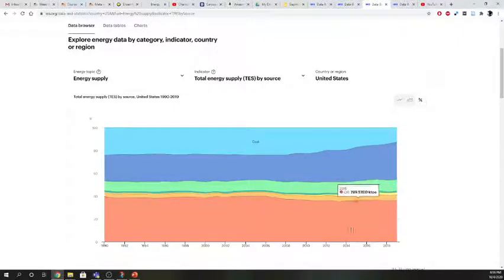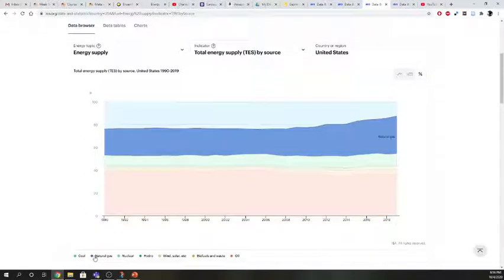We still rely heavily on oil, and natural gas is increasing because, as we're going to learn throughout the textbook, the introduction of hydraulic fracturing or fracking has made accessible much of the natural gas that used to not be accessible.